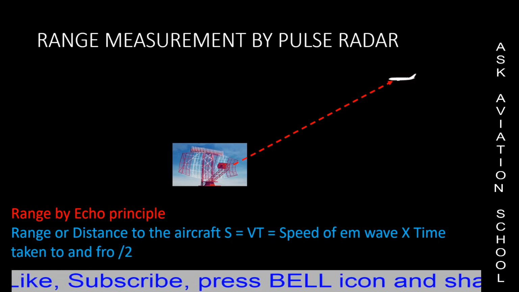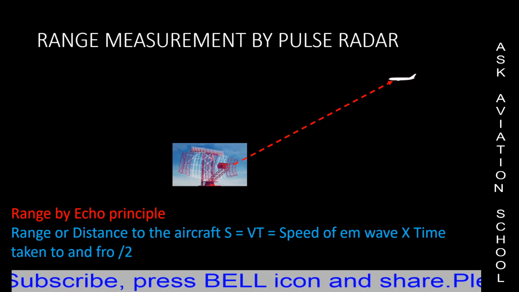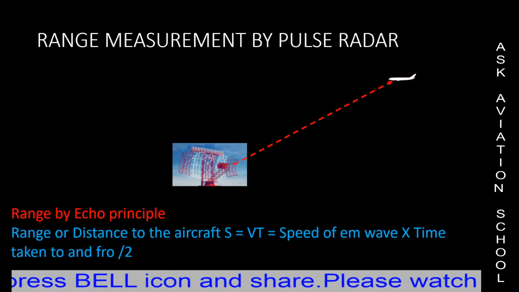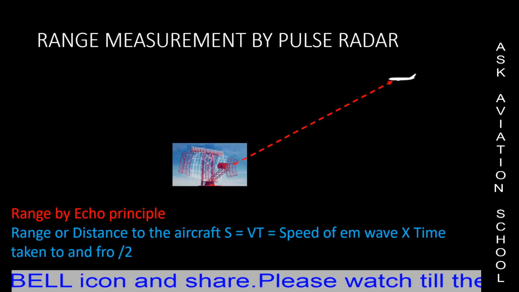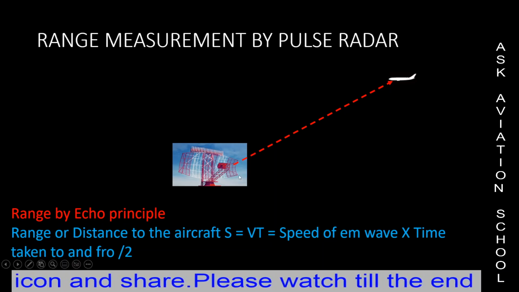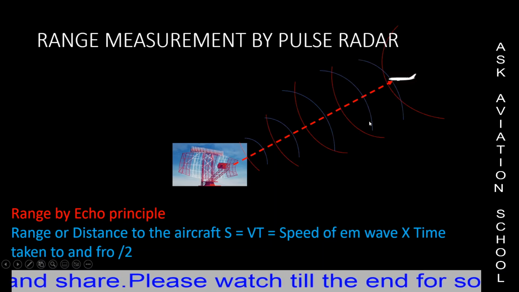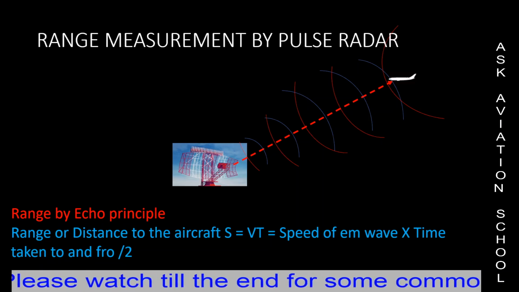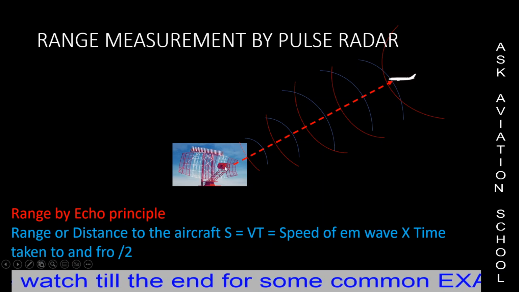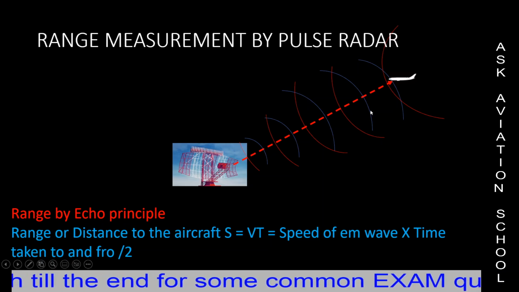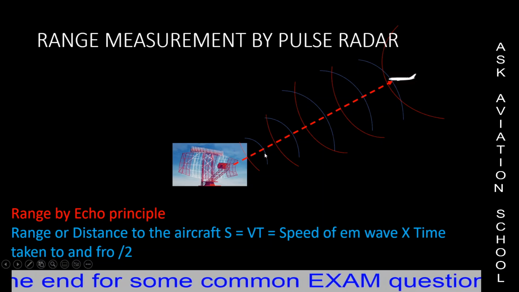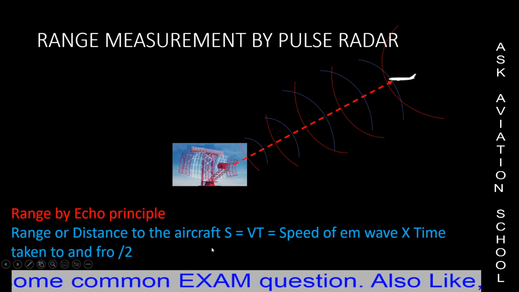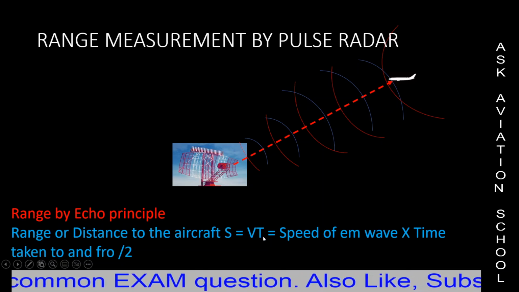So how do we measure the distance of the target, that is, in this case, the distance of the aircraft? The distance measurement of a primary radar, pulse radar, is done by the range by echo principle. The wave is transmitted from the transmitter to the aircraft, and it has to come back from the aircraft to the transmitter after having reflected from the aircraft. So the total time of travel from the antenna to the aircraft and from the aircraft back to the antenna is measured.